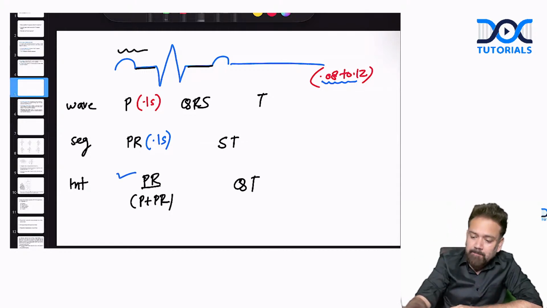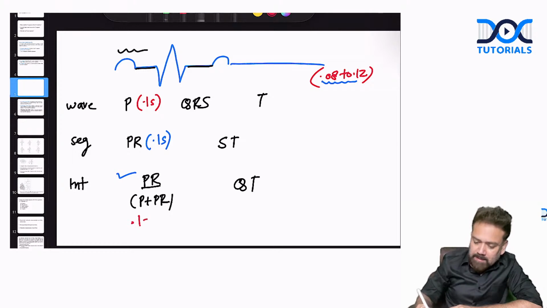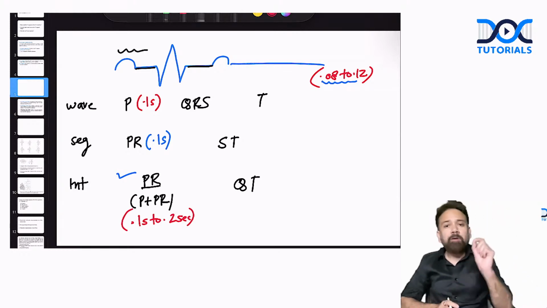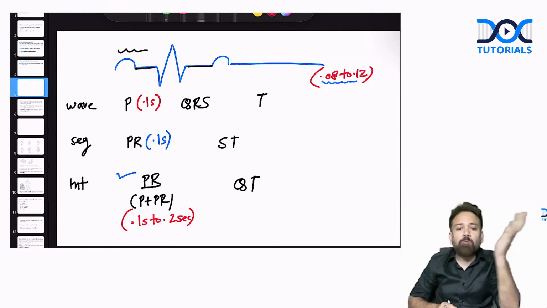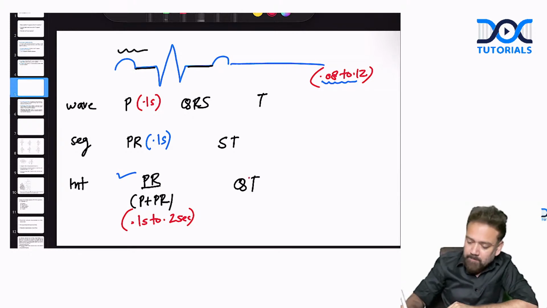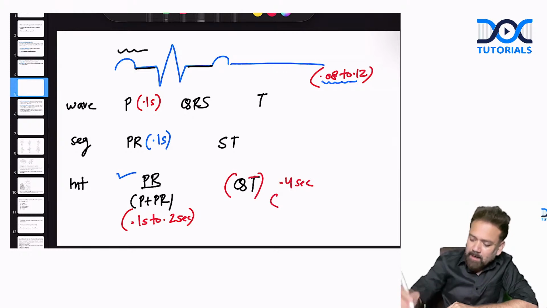What about PR interval, my dear doctor? The answer will be 0.1 to 0.2 second. Very easy to understand. P wave 0.1, PR segment 0.1, PR interval 0.1 to 0.2. You will never forget it like this. And what about QT interval? It is around 0.4 second. So the range can be around 0.36 to 0.42 second.